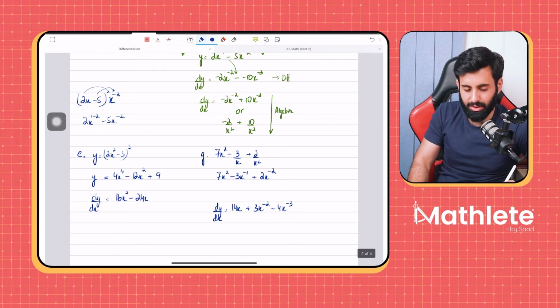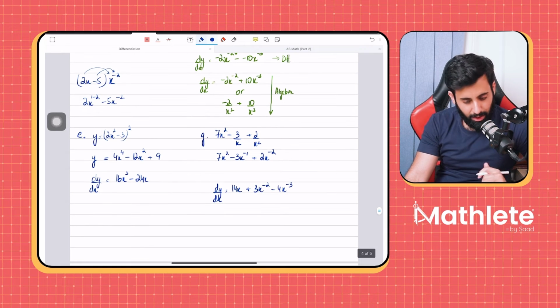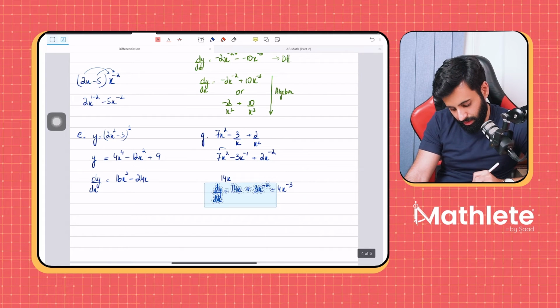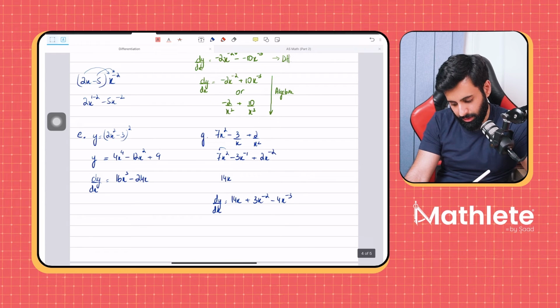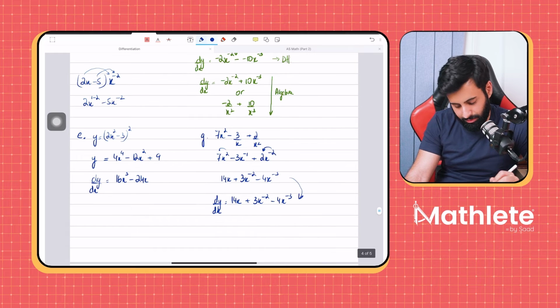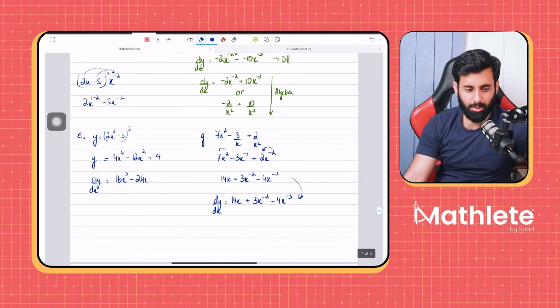All right. So I haven't differentiated it yet. Now I will differentiate it. If you differentiate it now, 2 into 7 becomes 14x. And then if you multiply minus 1 with minus 3, this becomes plus 3x to the power minus 2. And then if you multiply minus 2 with 2, it becomes minus 4x to the power minus 3. Exactly what we got here. All good now?